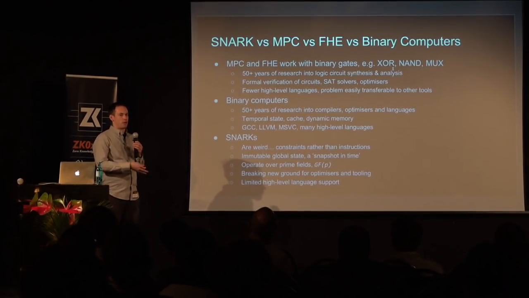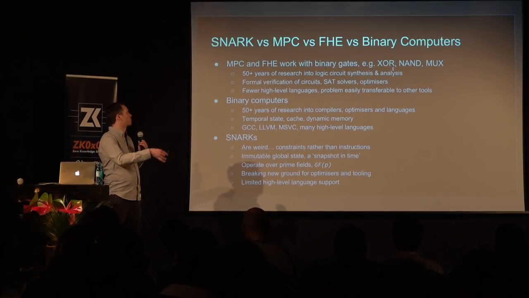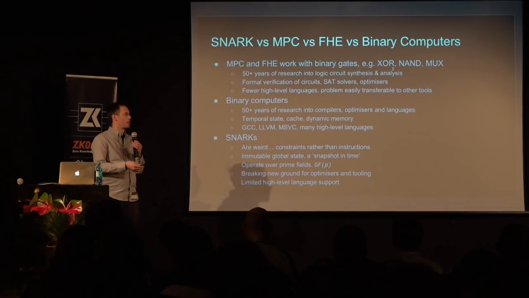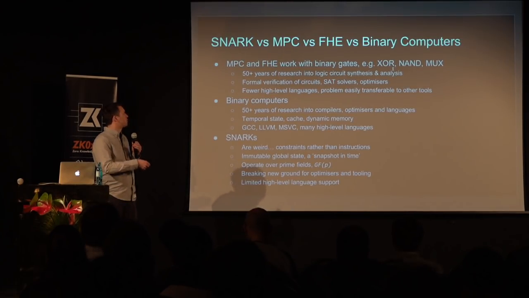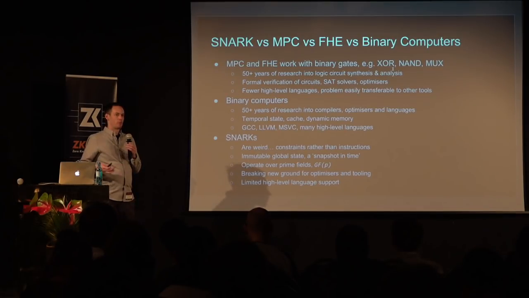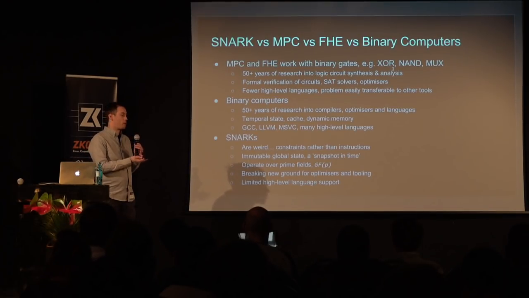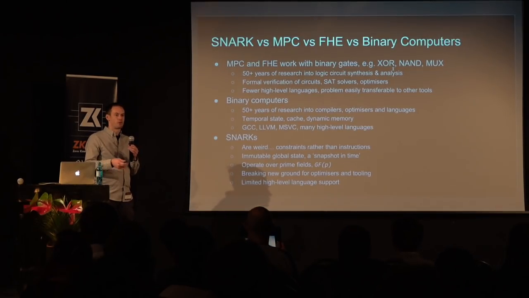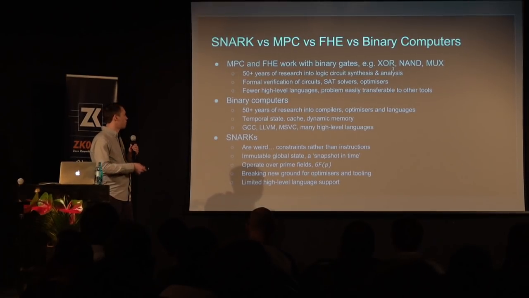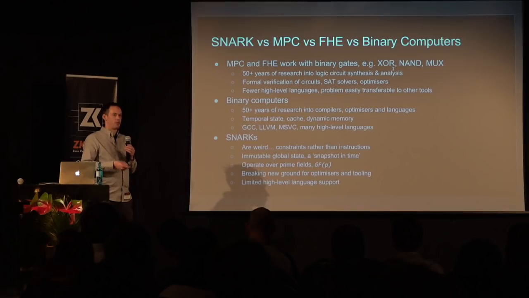But if we look at more of the history, with regular computers we've got 50 years of research into compilers, optimizers, and languages. With MPC and fully homomorphic encryption, we're working with the same kinds of contexts. We've got binary gates, and you've got the sort of universal gates from which you can construct anything else. But with SNARKs, it's a new domain. It's relatively young, and everything's different.